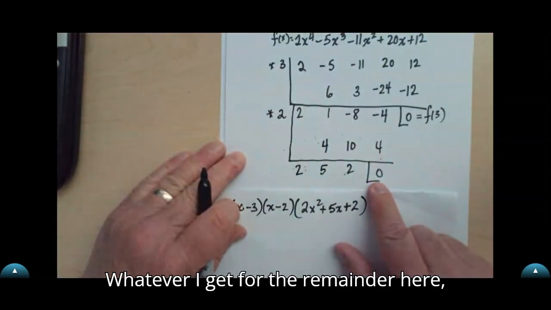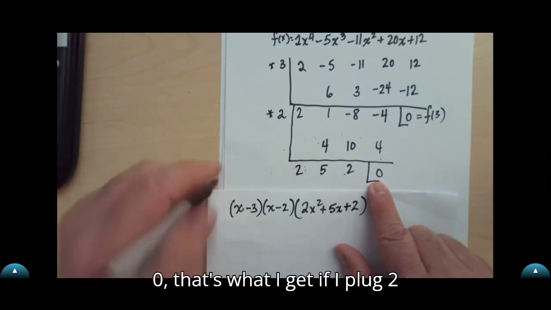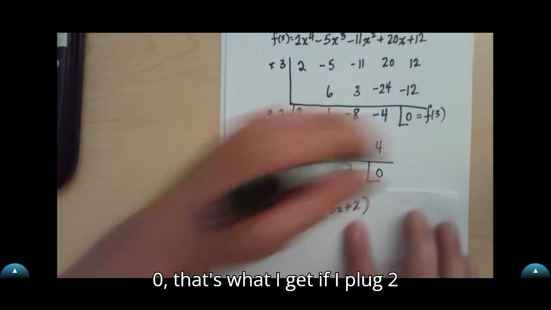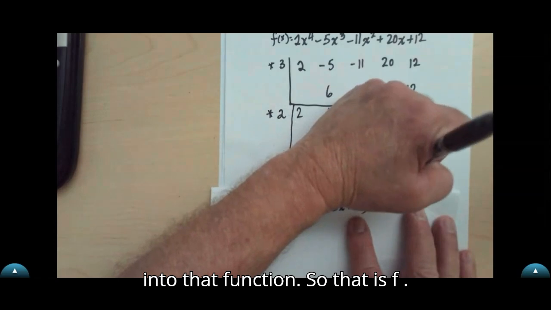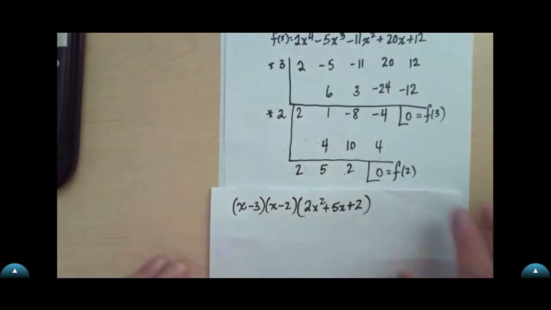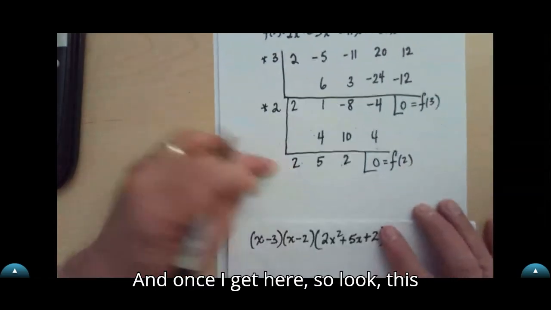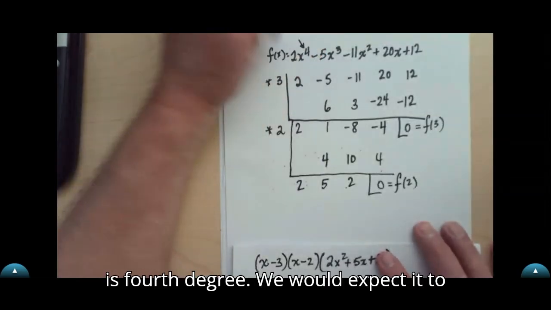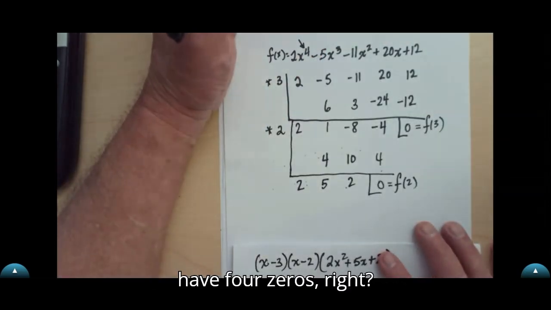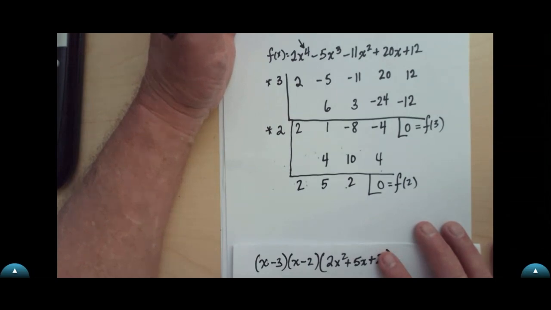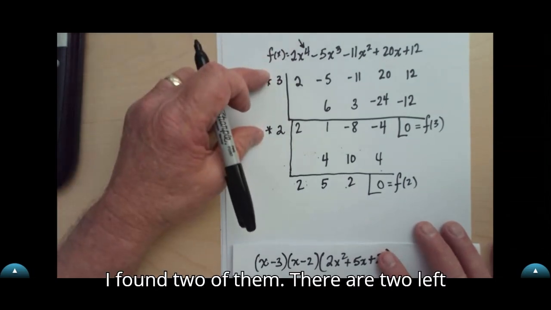Whatever I get for the remainder here, 0, that's what I get if I plug 2 into that function. So that is f of 2. And once I get here, look, this is fourth degree. We would expect it to have 4 zeros, right? I found 2 of them. There are 2 left to go.